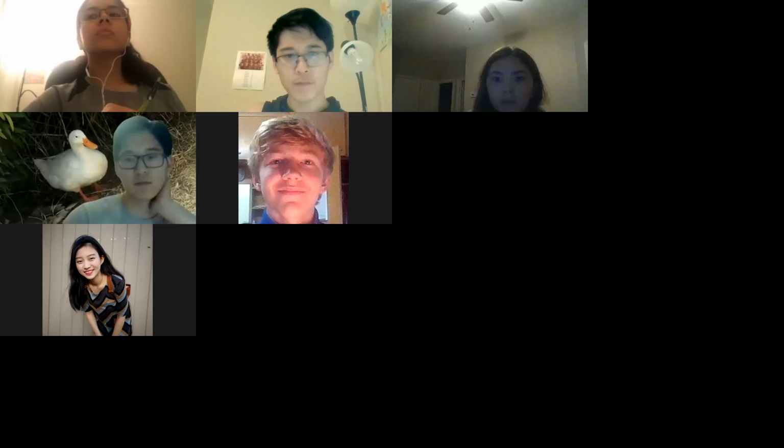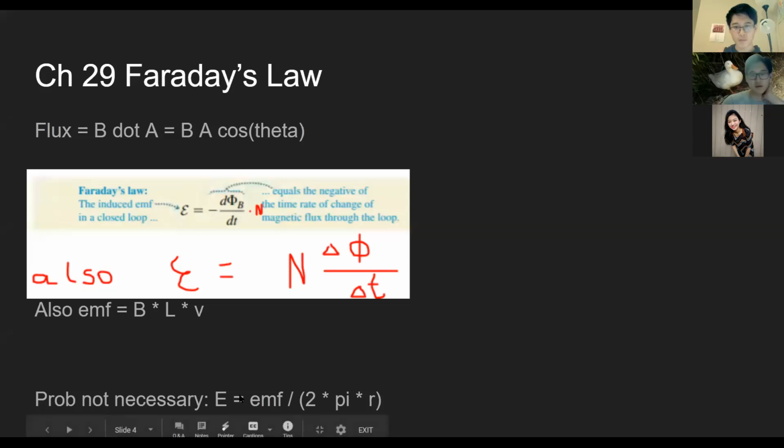Okay, so back to the PowerPoint. Here I wrote at the bottom, probably not necessary, this E actually refers to electric field. So if y'all did the expert TA, the last 2 questions for this expert TA, you have to find the electric field. So electric field is just EMF divided by 2 pi r in most cases, and r is just the distance. So I'm just going to share my screen again. Once again, I wrote there E is equal to EMF divided by 2 pi r.